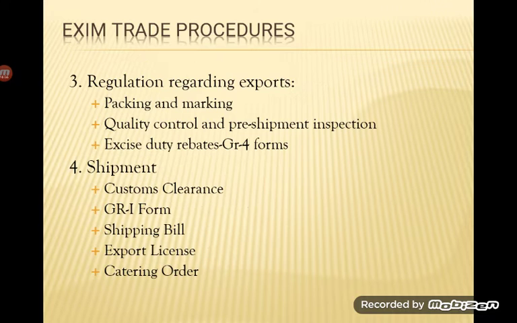Then the third one is regulation regarding exports. There are various regulations when it comes to exports. So what are the regulations that we are talking about? First one is packing and marking. After the goods are manufactured or procured by the exporter, he should arrange for packing and marking as per international standards, which are prescribed by various bodies.